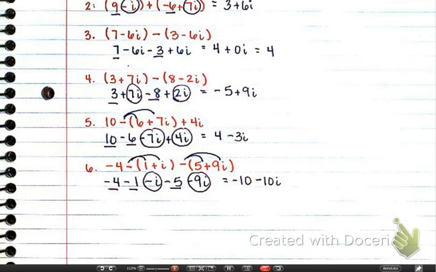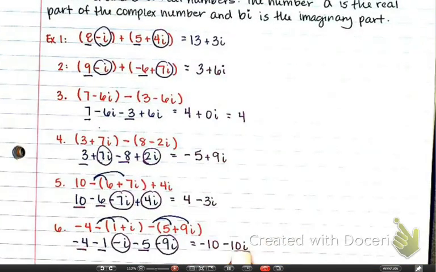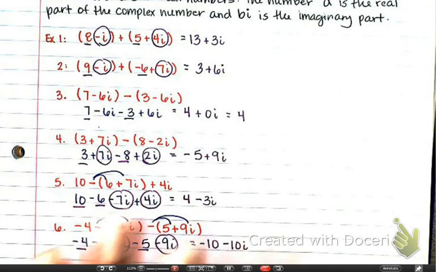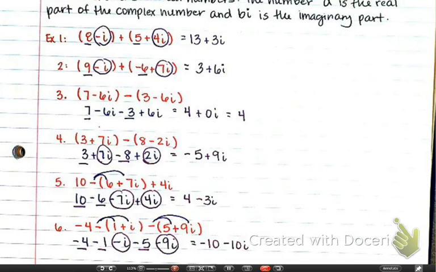Do you notice that all of our answers really kind of look the same, right? It's a constant plus your I part. In this case, it has a 0i, but we don't need to write it, which is why we just write the constant. That's all. Can we handle that? Awesome.